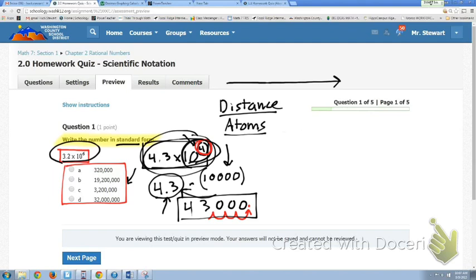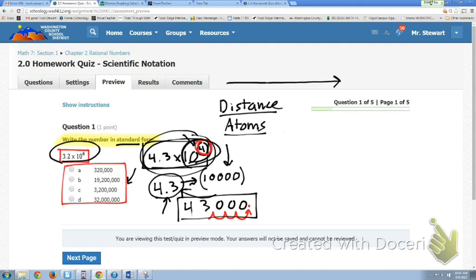Or if you think about it, 4.3 times 10,000 is 43,000 as well if you were to do the math. At least I'm pretty sure. We can double check with a calculator. So we do 4.3 times 10,000, and that's 43,000. Yep.